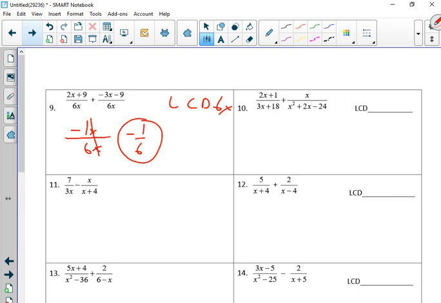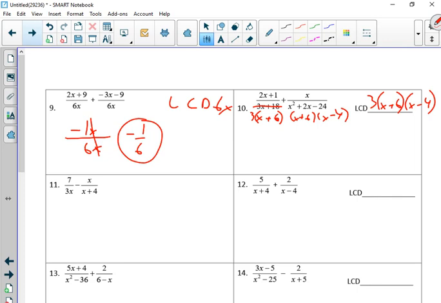On number 10, remember, we have to factor everything first. So I need something to multiply, give me 24, that differs by 2. 6 and 4. I need more positives than negatives. So my LCD is 3, x plus 6, x minus 4.